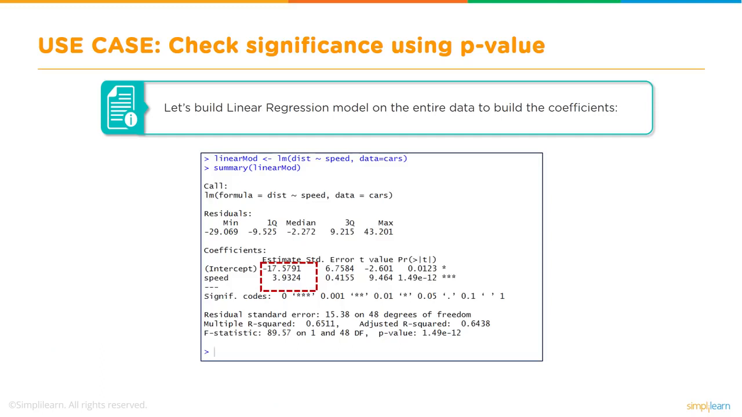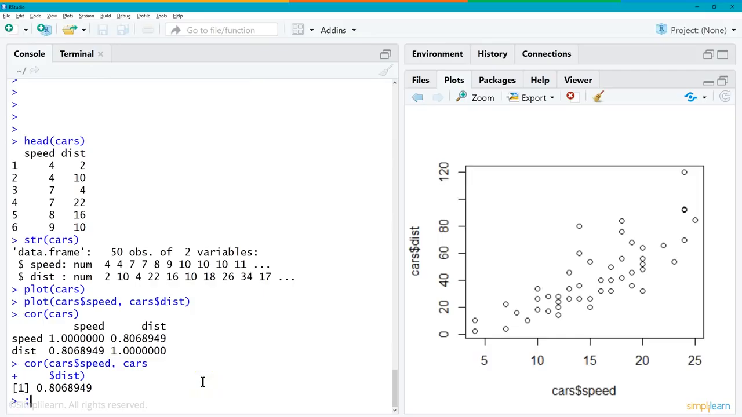So now it's time to build our linear regression model on the entire data set to build the coefficients. Let's take a look and see what that looks like. Back in our console, I'm going to type in linearMod. And in R, we use the arrow, in this case the less than sign and the minus sign. That's the same as assigning whatever we put after it to this variable. So we're creating the linear variable. lm stands for linear model.